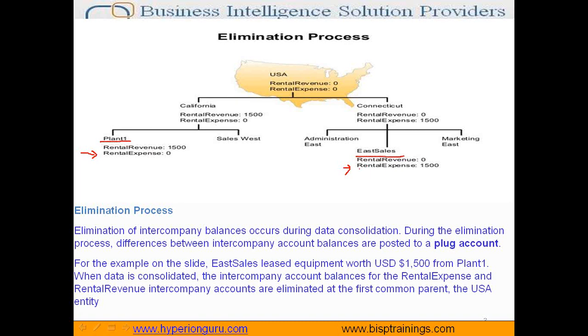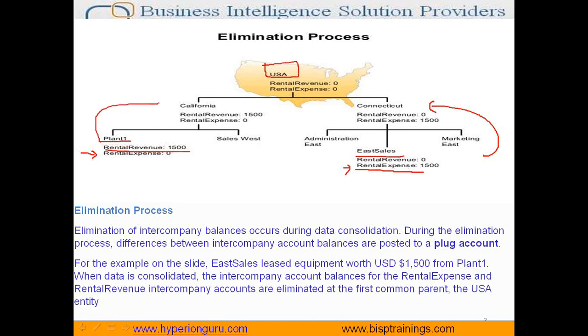E-Sales records this in the Account dimension as the member rental expenses, and corresponding to it, for Plant 1, it is rental revenue. So what is rental expenses for E-Sales is rental revenue for Plant 1. Upon consolidation, the rental revenue and rental expenses consolidate to the parent level, which is Connecticut. The common parent between E-Sales and Plant 1 is USA, and elimination happens at the common parent.